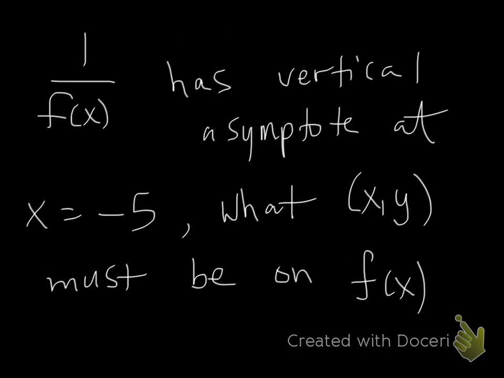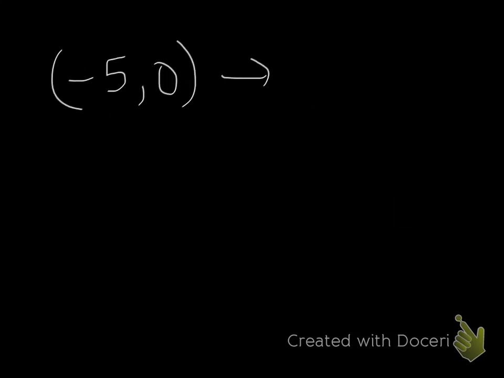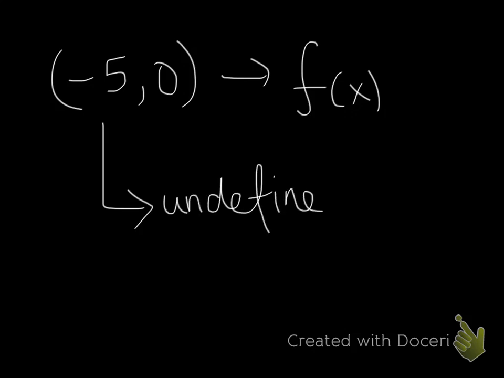Okay, so the question is, if the reciprocal function has a vertical asymptote at the x value of minus 5, what ordered pair x comma y must also be on f of x? So if you have an x-intercept at minus 5 and y 0 for your original function f, then this point is going to give rise to an undefined point on the reciprocal function 1 over f of x.